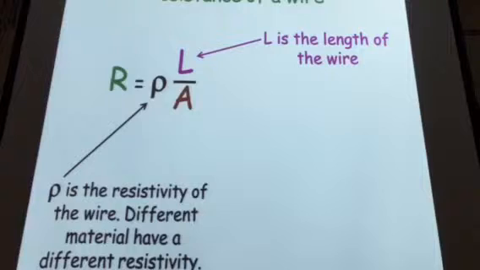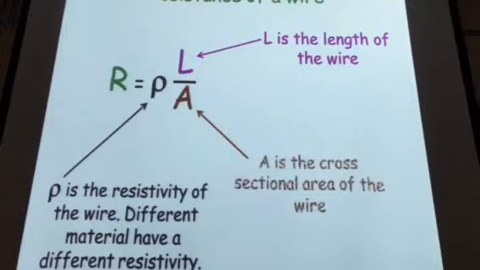And then gang, down here, the A represents the cross-sectional area of the wire. The larger the cross-sectional area, the less resistance you have. I like to think of it as traffic flow too. You have a 1-lane highway, and all of a sudden it opens up into 3 lanes. You're going to have less resistance there to the flow of traffic.